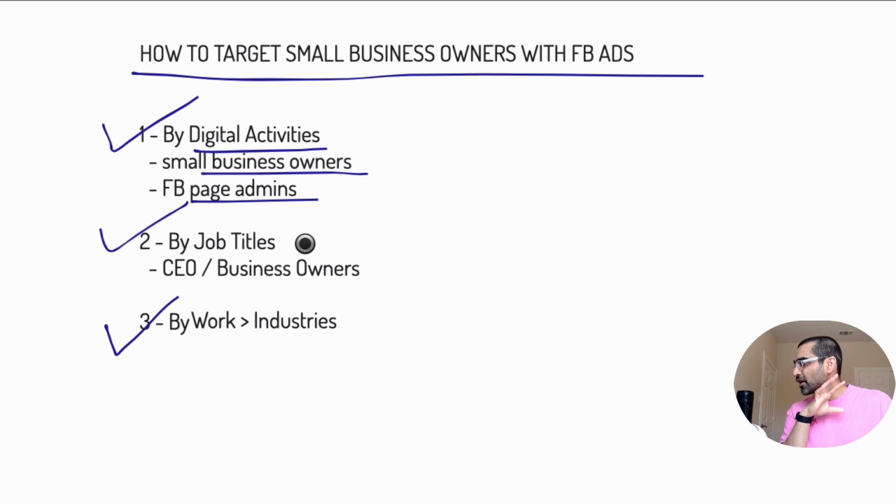And then number two is you can target people by different job titles, so business owners or CEOs. And then number three is you can target people by different industries, like business or services or retail or restaurant, things of that nature. All right, so this was the theory part of this video.